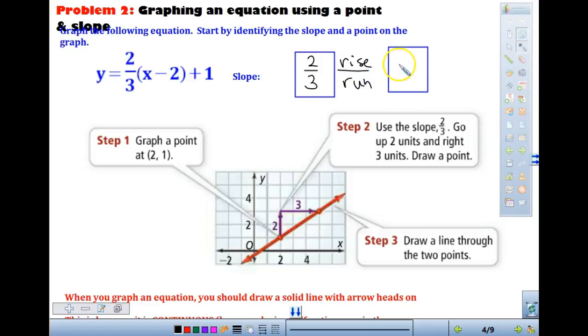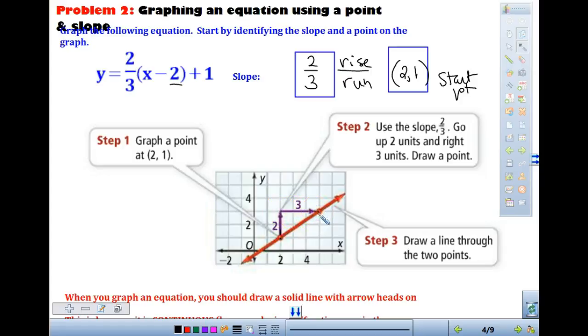And then we want to look at what's our point. So our point is, remember it's x minus our x coordinate, so it's going to be located at 2, 1. Do you agree? Okay. So what you are going to do is go to the point. This is your start point. So we go to the point right here at 2, 1, and then you rise 2 and run 3.